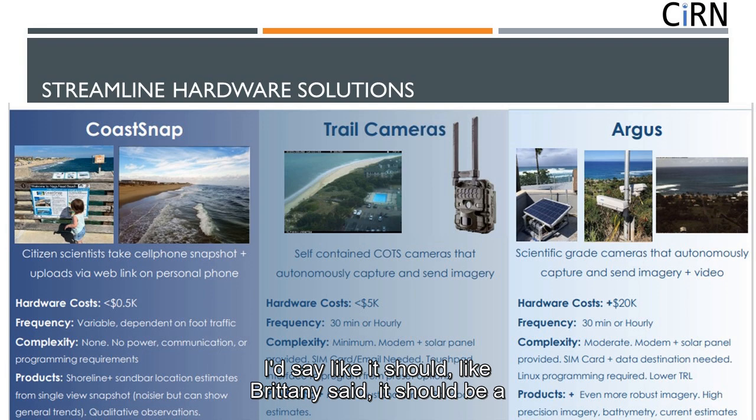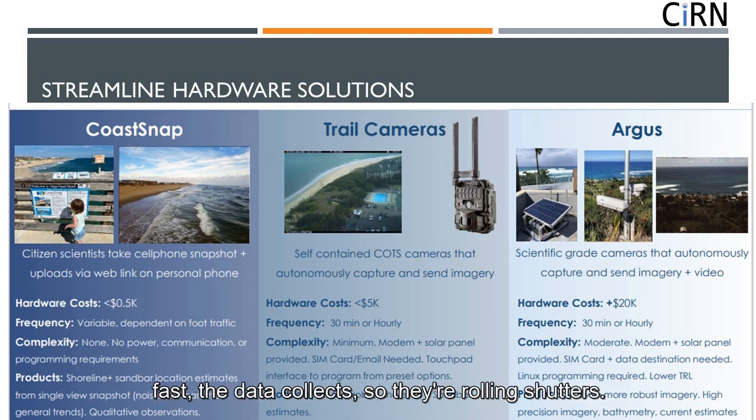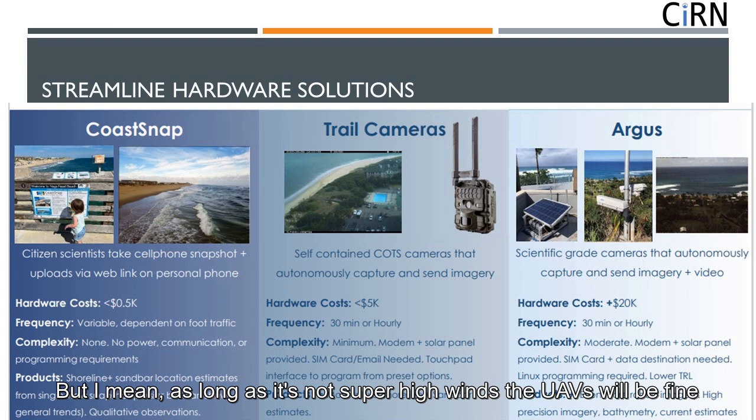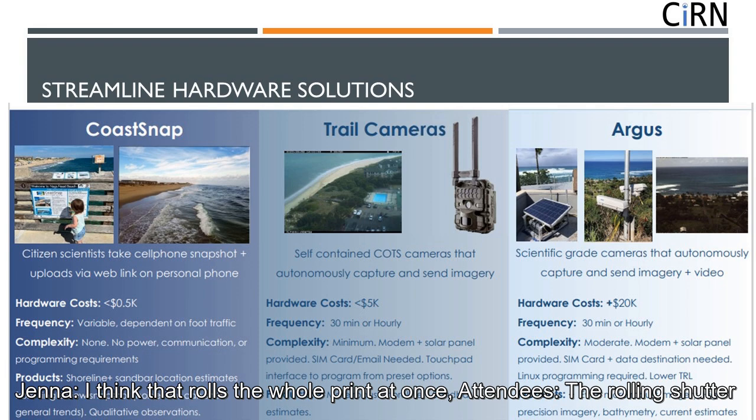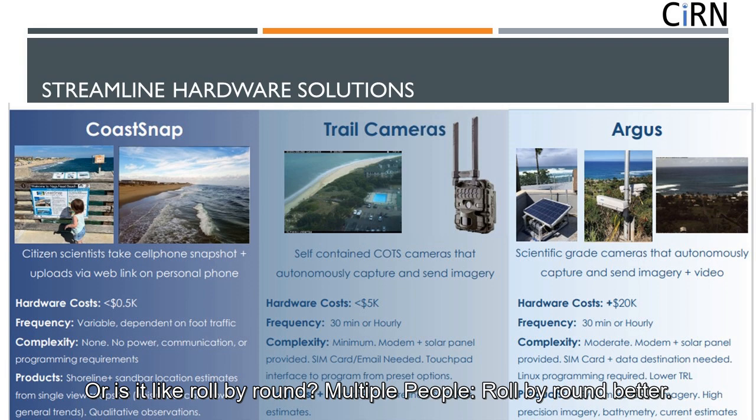Like Brittany said, it should be a problem on the GoPros, but we've been able to use GoPros on UAVs to get great CBAC data collects. As long as it's not super high waves, the UAV is not like... Does that roll the whole frame at once? The rolling shutter is not full frame, almost. Is it row by row? Like row by row.